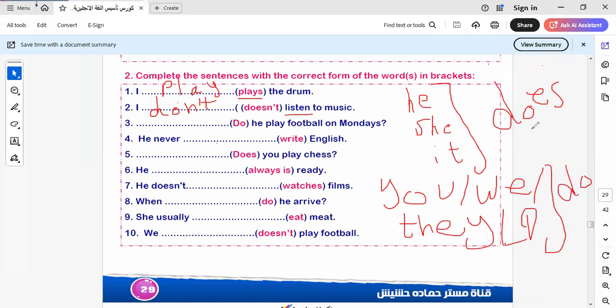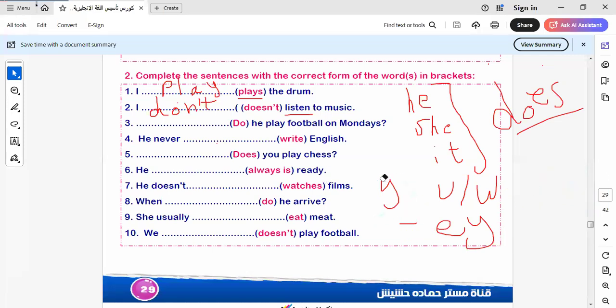So here, when we talk about does as a helping verb, he, she, it takes does, but you, we, they take do. Okay, this is the difference between both. Okay, let's continue the rest of the exercise.